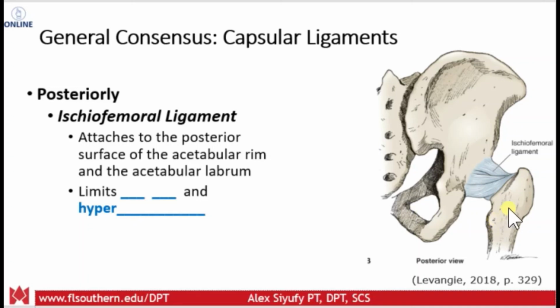So if the Y ligament of Bigelow were torn, or some of the anterior ligaments were torn, then this ischiofemoral ligament might kick in. So it's not going to be the main one to limit that. If you think of ischiofemoral, you should think of that as limiting internal rotation. That would be the thing to think about.